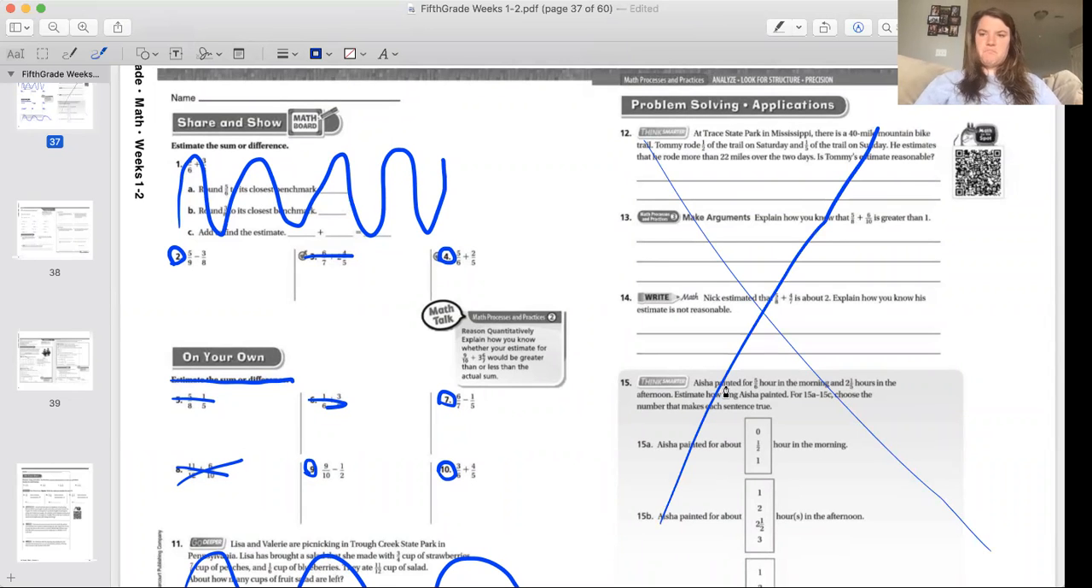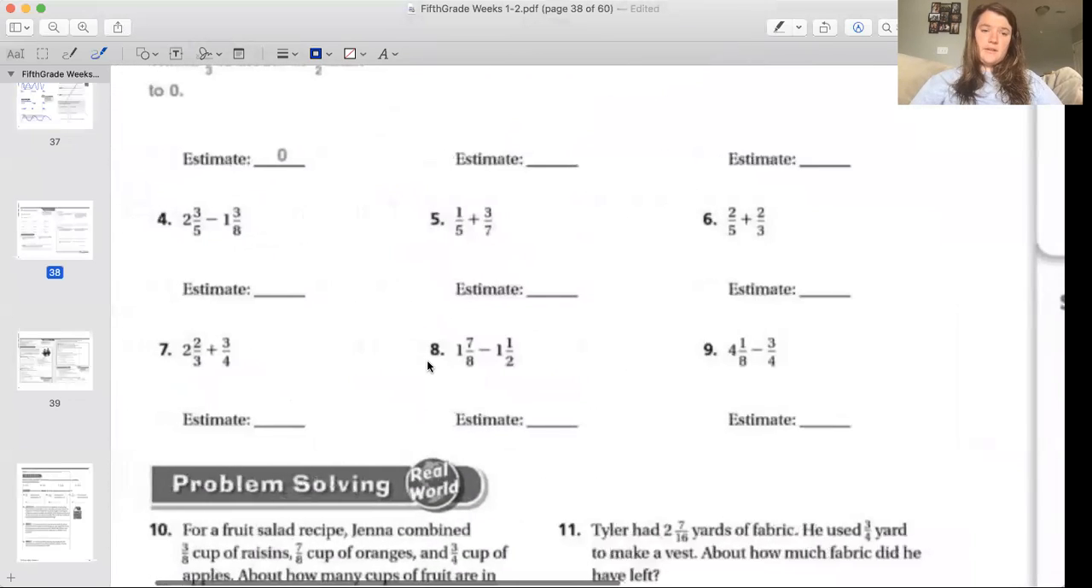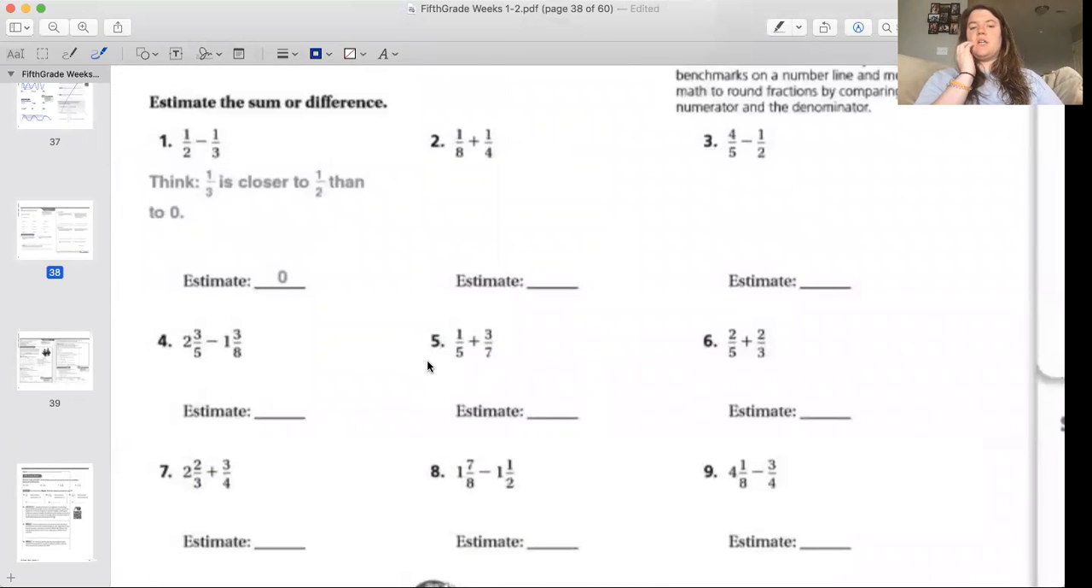I just don't really see the purpose in that one because we can practice this skill again over here. Really, they're wanting you to estimate, but I would prefer that we just solve it and find the answer. We're only going to do some of these. Like number 4, we're going to cross out because I'm going to have you do another page as well today.